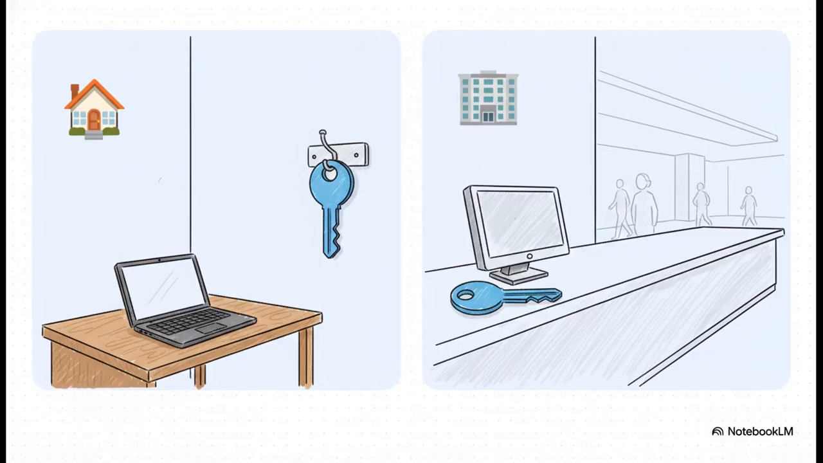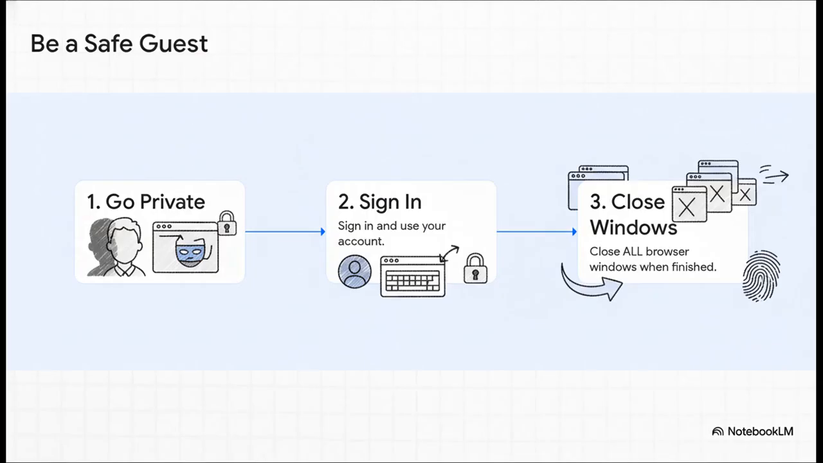Let's break it down with a simple analogy. Using your own computer is like being in your own home. It's a trusted, private space. But using a computer at a library or a hotel or a friend's house, that's like being in a public hotel lobby. You wouldn't leave your house keys just lying around in a hotel lobby, would you? The exact same logic applies here. So if you're going to be a guest on someone else's digital property, here's how you do it safely.